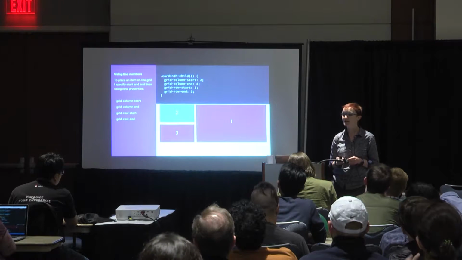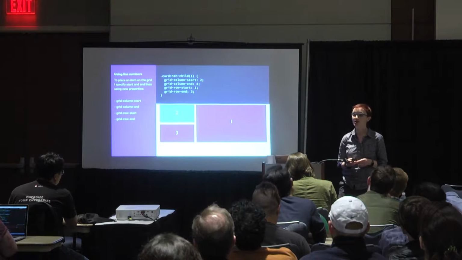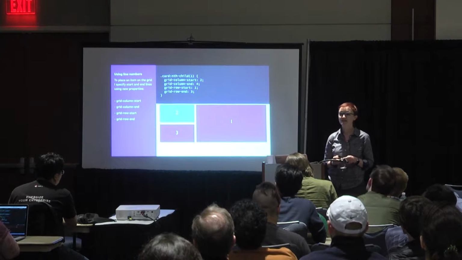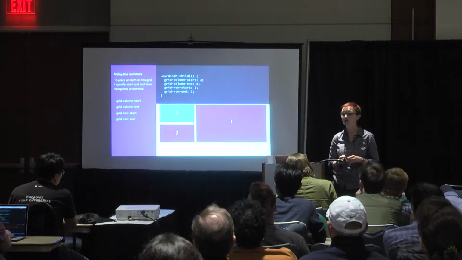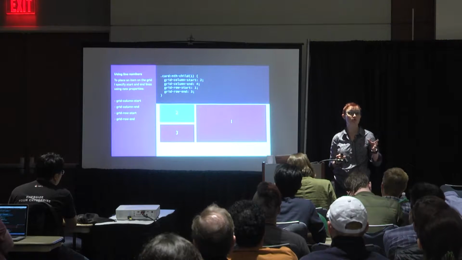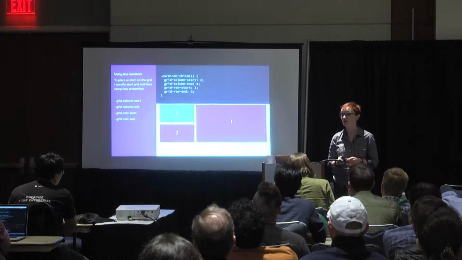If I want to position item number 1, I can position that starting at grid column line 2 and ending at grid column line 4, row 1 to row 3. So that's that large block there on the right, which actually is first in the source order. I've just picked that up and I've positioned it on my grid.